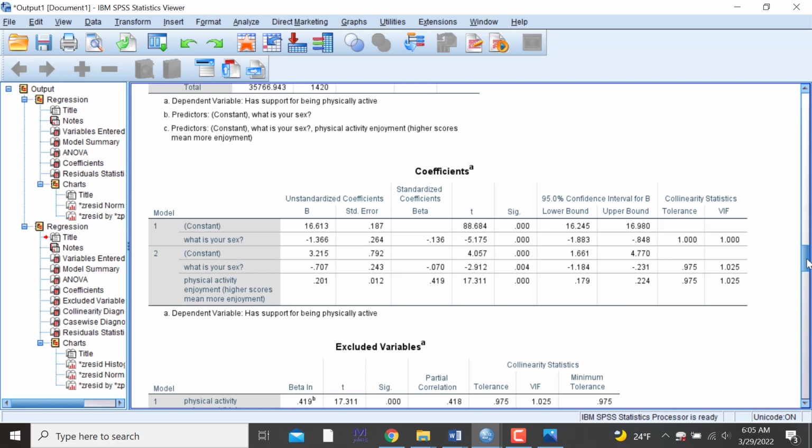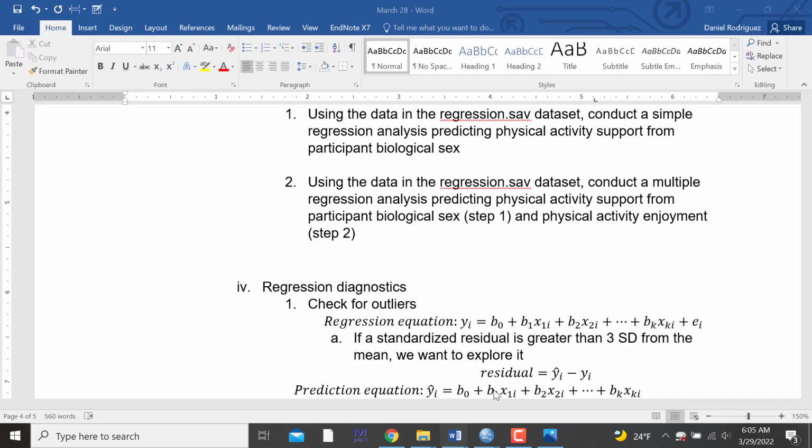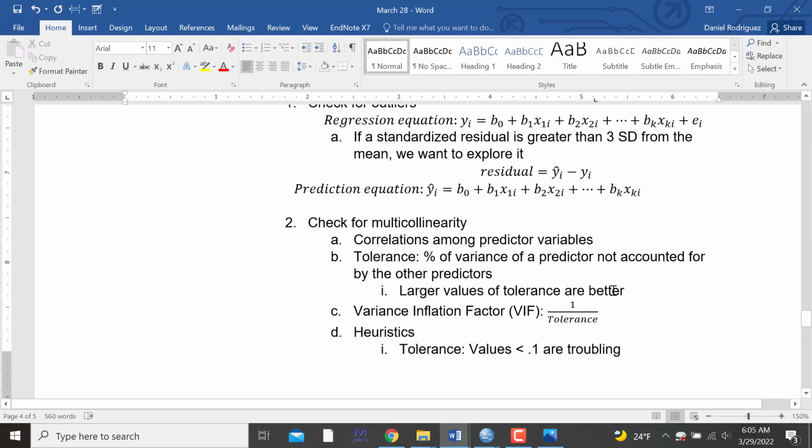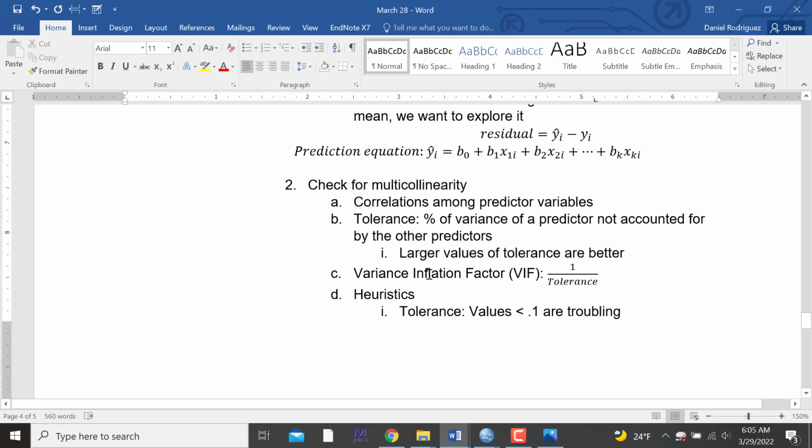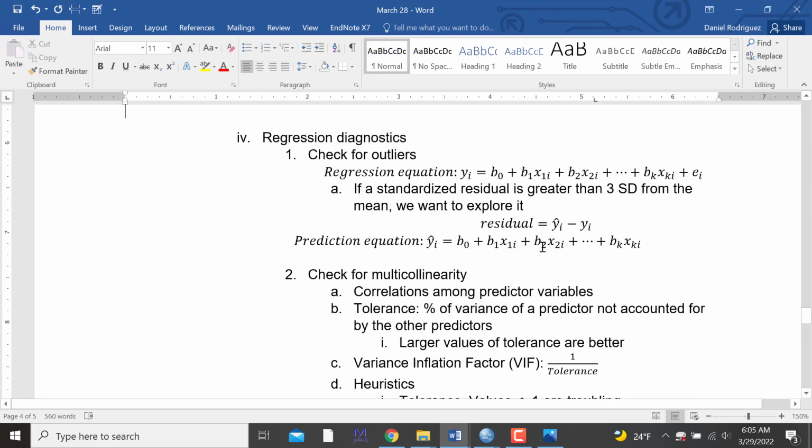Collinearity diagnostics. Let's go back and talk about those really quickly. Residual. So what is a residual? The residual is the difference between the predicted value and the actual value. That's all a residual is. So we take the predicted value, subtract the actual value for each individual, and that's why there's an i there, and we consider those residuals.